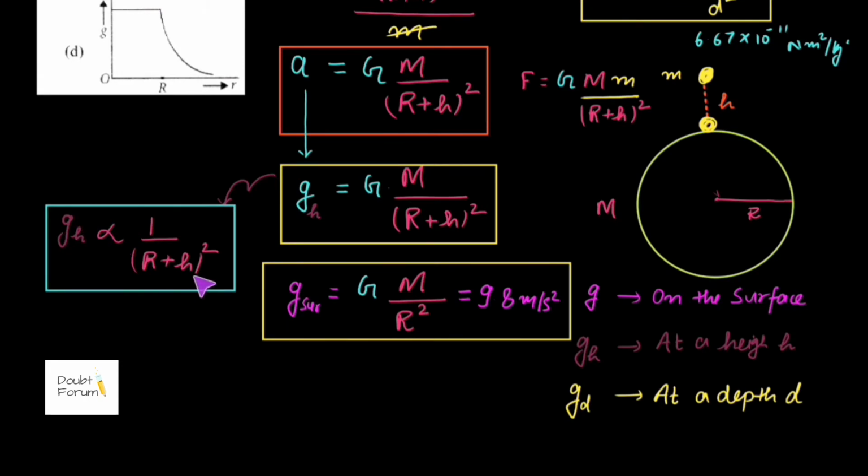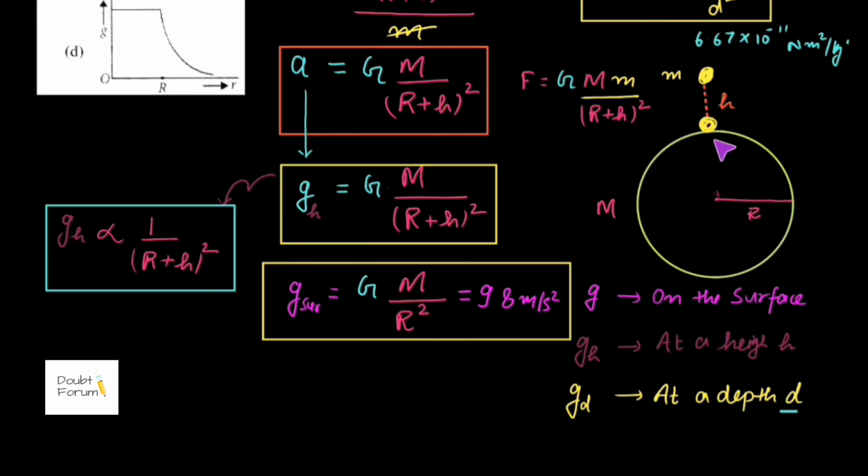Now the third and very important thing is that we need to find out the value of acceleration due to gravity at a depth d. To find out the value at a depth d, this involves two things. The first thing is the concept and the second thing is the calculation. So let's understand the concept part first.